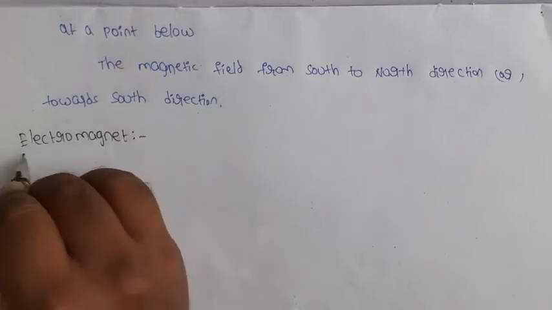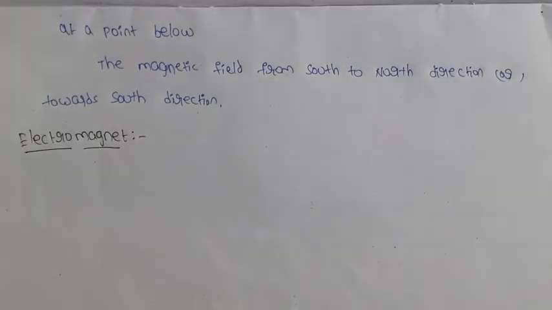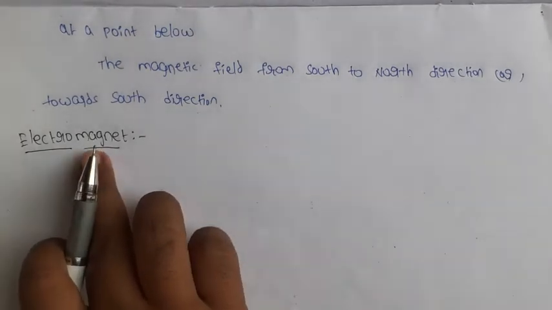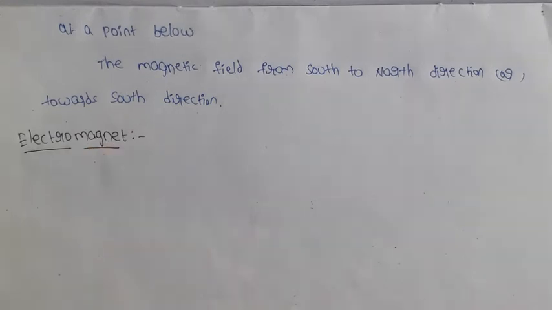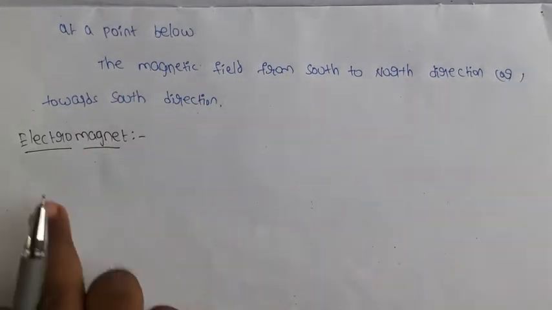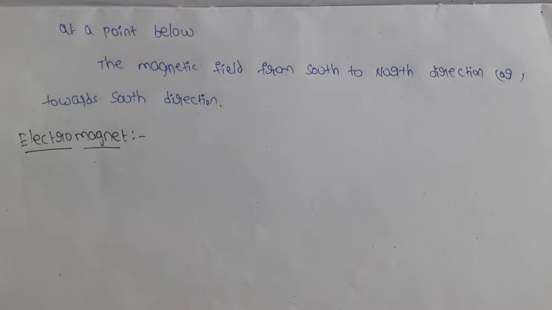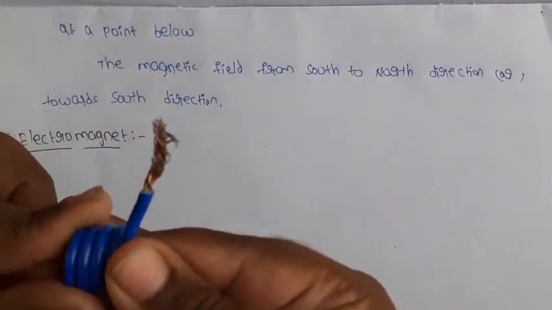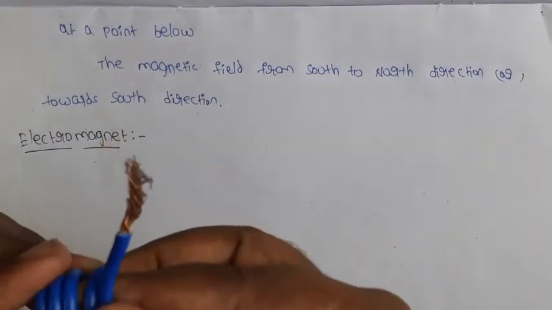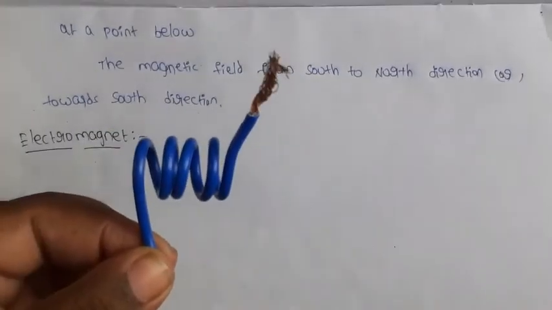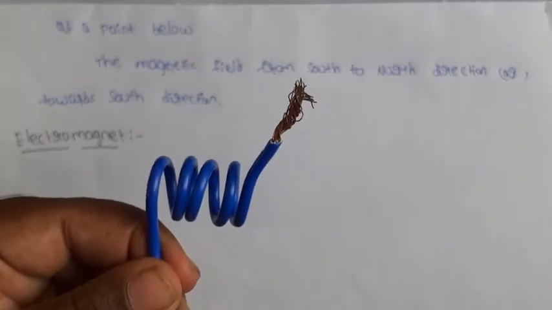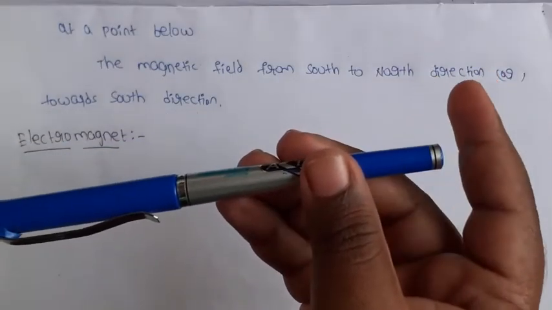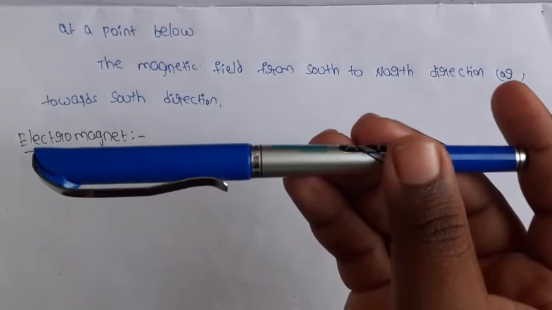Electromagnet. Electro means current. When a current is passing through a conductor, then the conductor behaves like a magnet. That is the meaning of the electromagnet. Now, what is meant by electromagnet? I am taking a conductor. This is a solenoid. Okay, this is a solenoid.